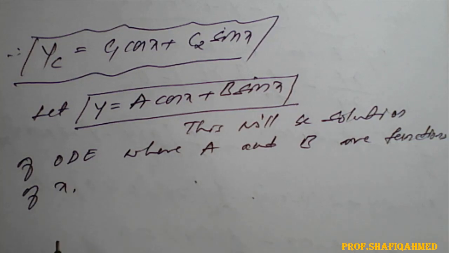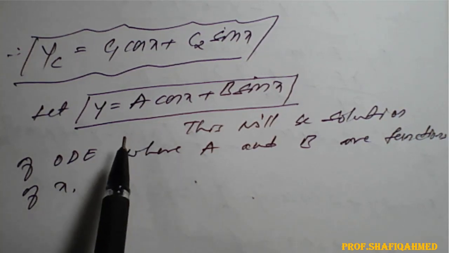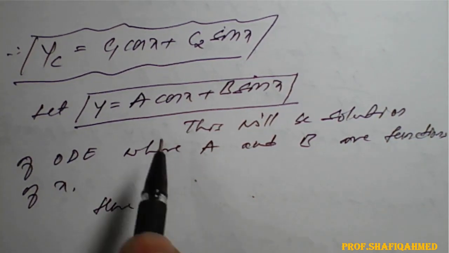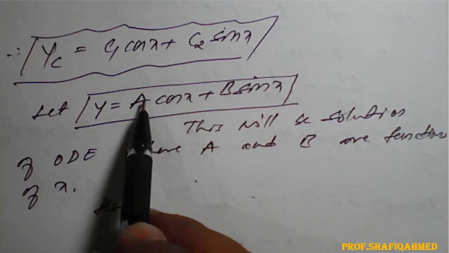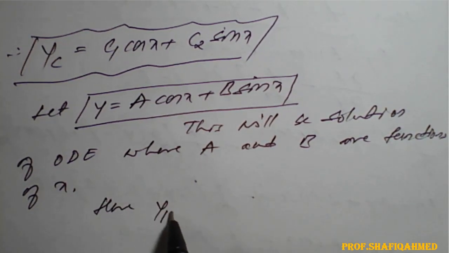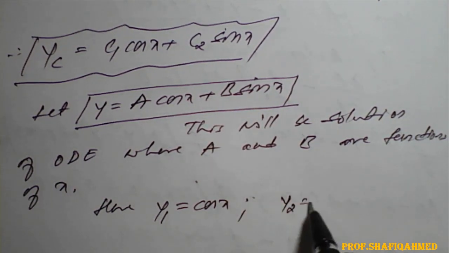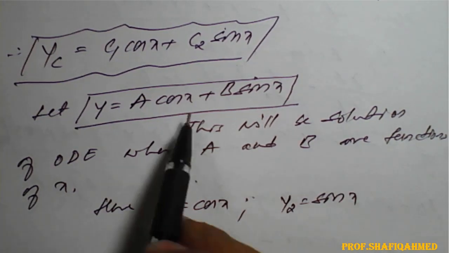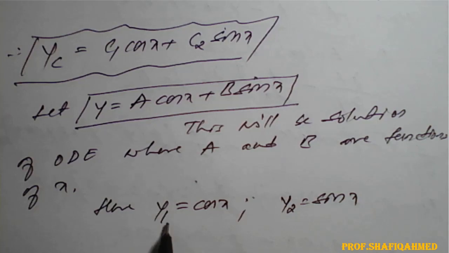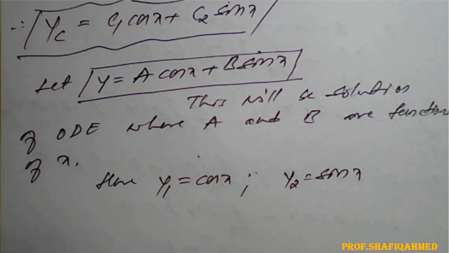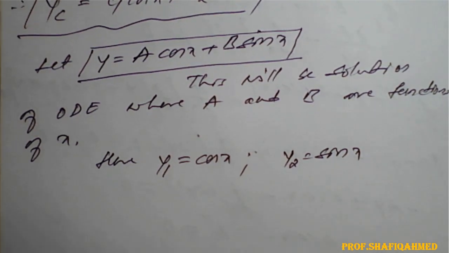And this a and b can be determined by using one of the standard formulas. What is that formula? We'll see. So here we need to collect. This is a into cos x, so cos x is the y1 value, and sin x is y2. So this cos x and this sin x we will consider as y1 and y2. So y1 and y2 are the solutions of the homogeneous equation.